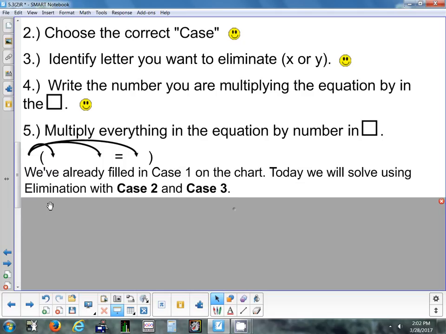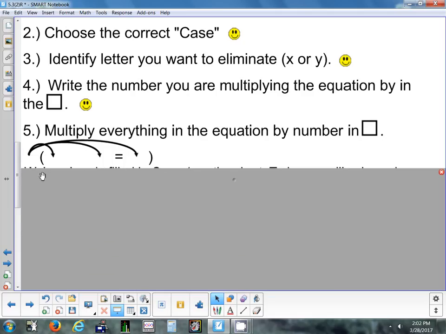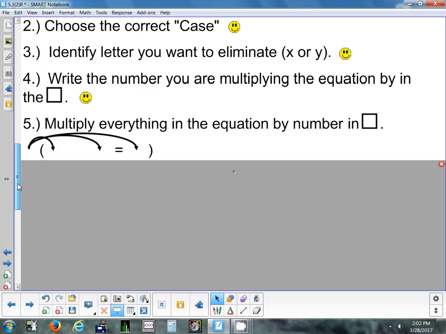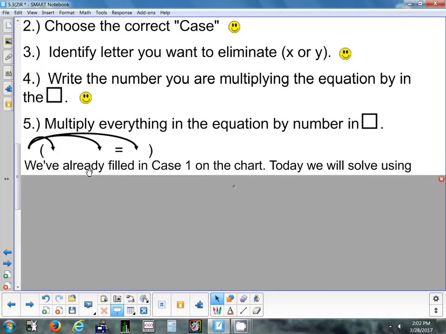Usually when we do distributive property, we're only distributing to the two numbers. It's a little bit different when you do elimination. You have to multiply into all three of the numbers. So that's a little bit different than what we normally do for distributive property. And you guys already had that little visual on there anyways, on that line for step 5.